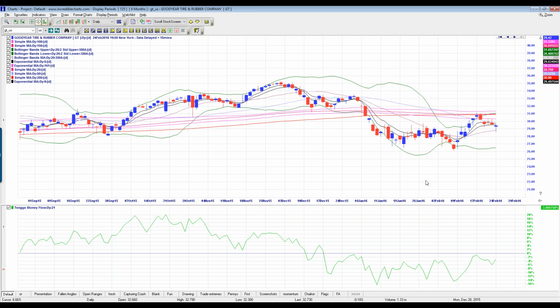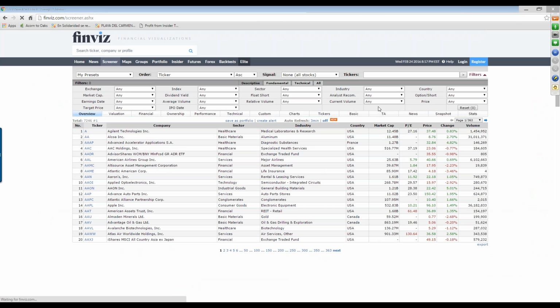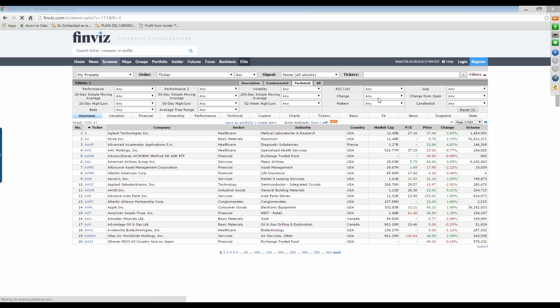An easy way to go about running scans is you can use something like FinViz. I'm going to show you some more advanced ways, but let's start here. Let's say that the market breaks bearishly. You can go into this program FinViz, go into Screener, go to Technical Analysis, and you can screen for patterns that are bearish.